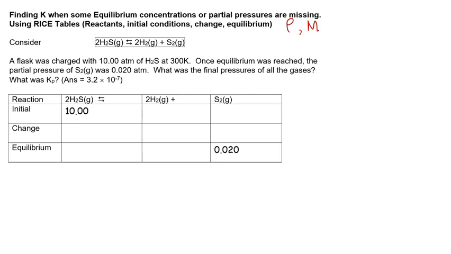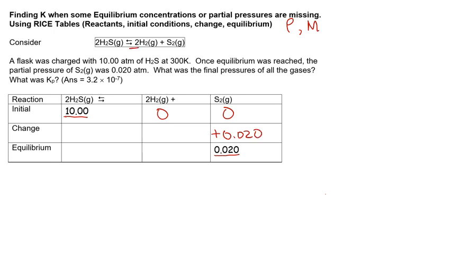So a flask was charged with 10 atmospheres of H2S at 300 K. All that means is that it was filled to 10 atmospheres of H2S, as shown in the table there. Once equilibrium was reached, the partial pressure of the S2 was 0.020 atmospheres. What was the final pressure of the gases? Well, we know when the reaction first starts off, at the very beginning, we have zero present of any of the products. We know that we had to have made 0.020 atmospheres of the S2.